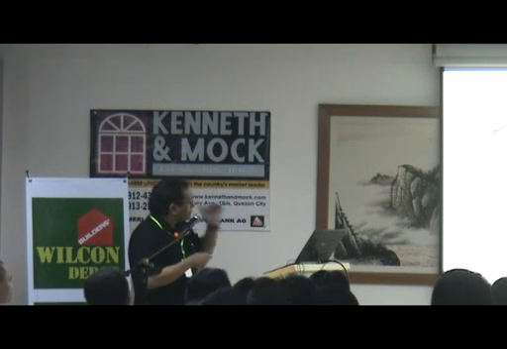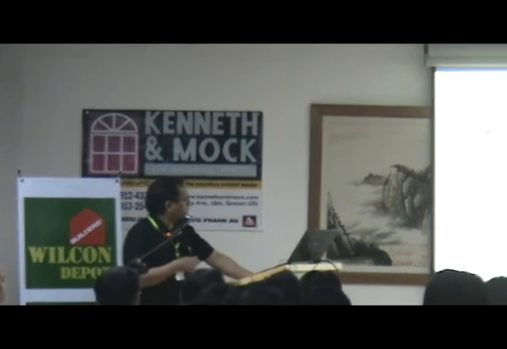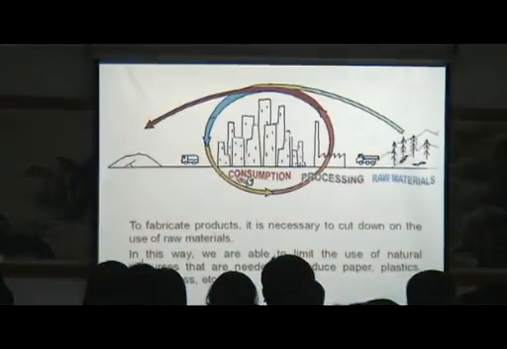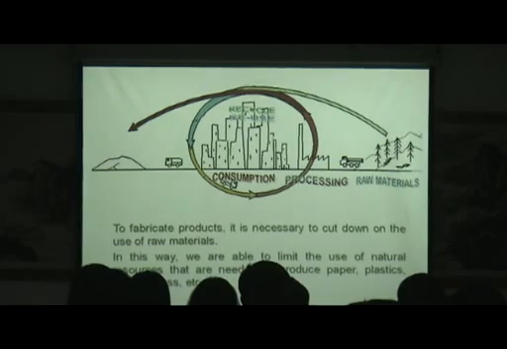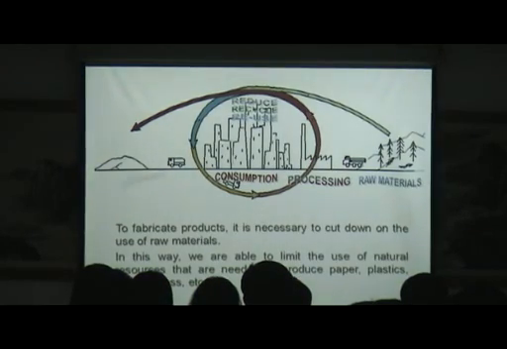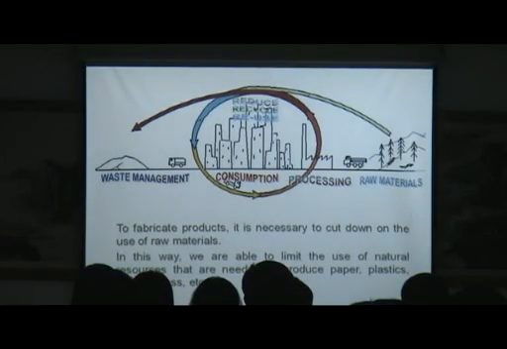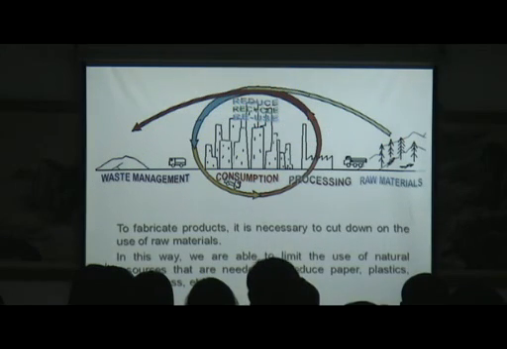Okay, now to fabricate products, it is necessary to cut down on the use of raw materials, we know this. And this way, we are able to limit the use of natural resources that are needed to produce paper, plastics, metals, glass, etc. Everything that we use in construction. So from raw materials, we get them from nature, we process it, we produce the material, we use it, and then eventually, we throw it away. Now we have to focus on this aspect of consumption.